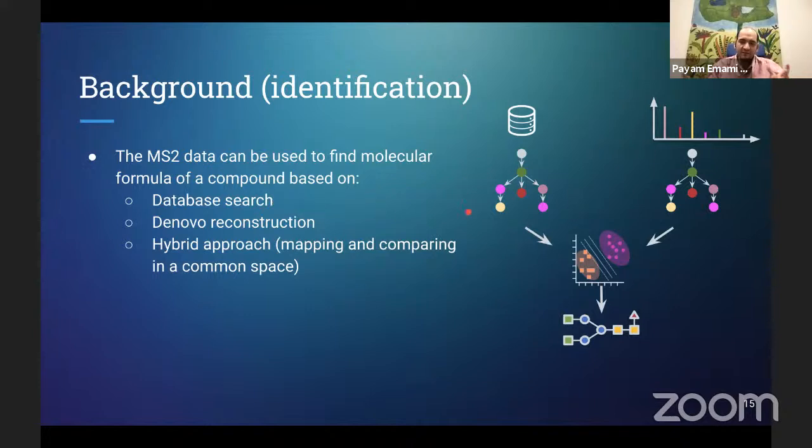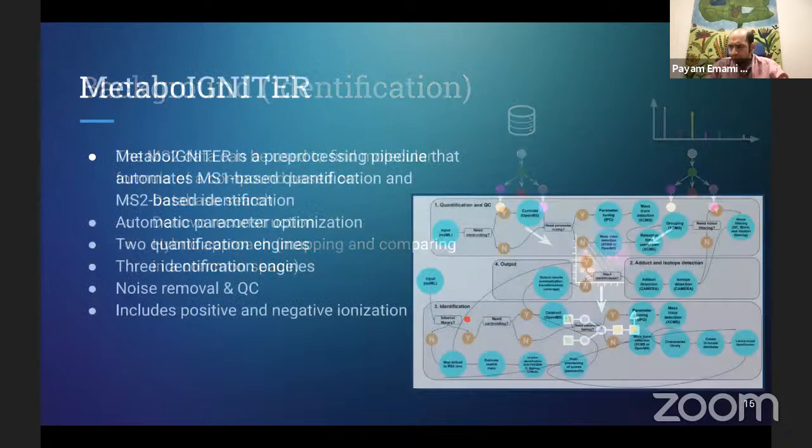Database searches, de novo reconstruction, and the hybrid approach. But I guess the most common one is the hybrid approach, where we wrap the data into some form, in this case a tree, and then score the trees together in some sort of model, and then try to infer the metabolite, without going too much into the detail.